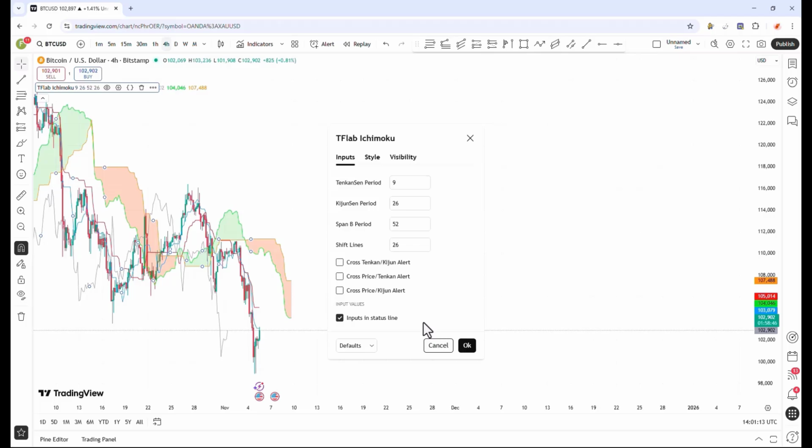In the final section, we can enable or disable the display of input values in the status line. By default, this section is enabled, and if we disable it, the input values will no longer be shown in the status line.